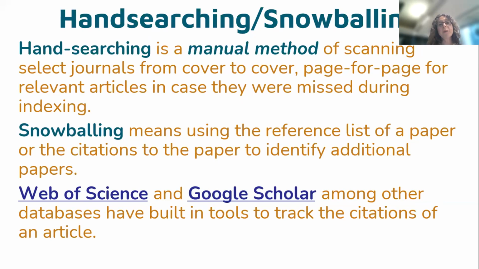So hand searching is where you manually search selected journals. If there's a particular journal that is relevant for your subject area, but isn't covered in one of the databases, you can search that journal cover to cover and page to page for relevant articles so that you don't miss them. There's also snowballing, which is where you use the reference list of a paper and the citations of the paper to identify additional research that would be relevant to you. And Web of Science and Google Scholar are among the databases that have tools built in that can track the citations of an article.